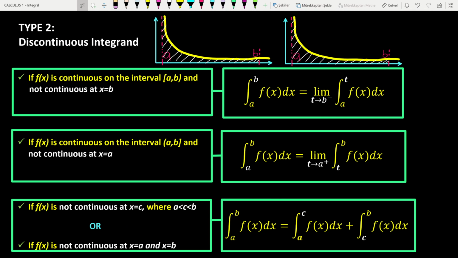Now we have a second type of improper integrals. This type of improper integrals refers to integrands that are undefined at one or more points of the domain of integration. Let's say from a to b.